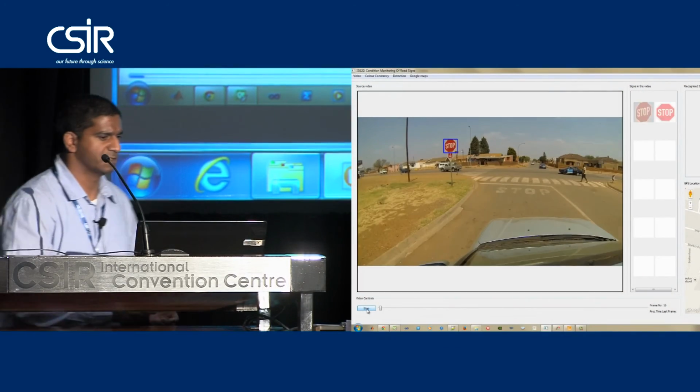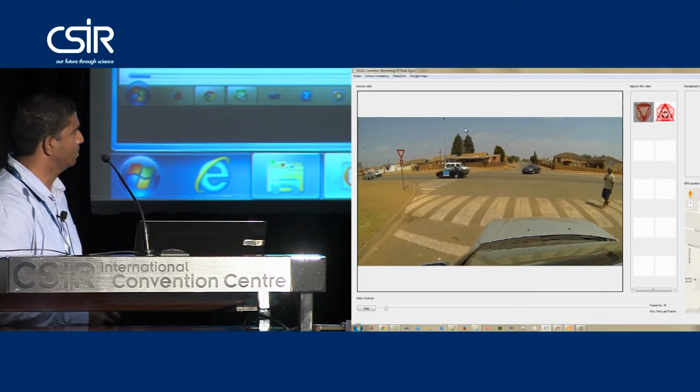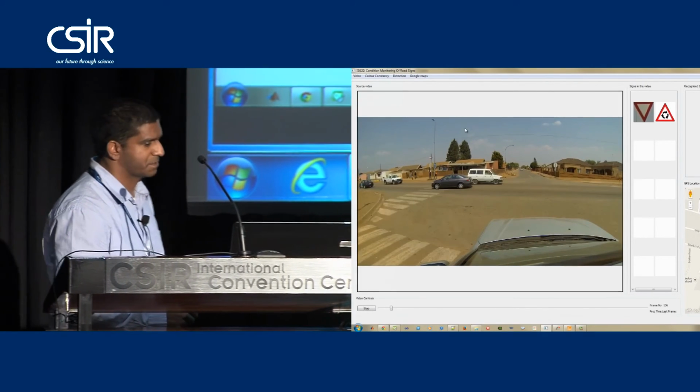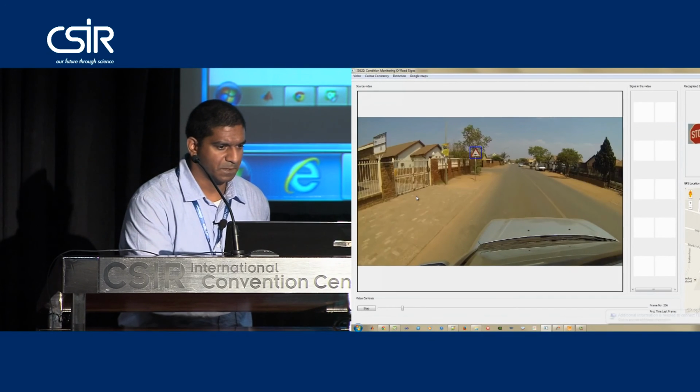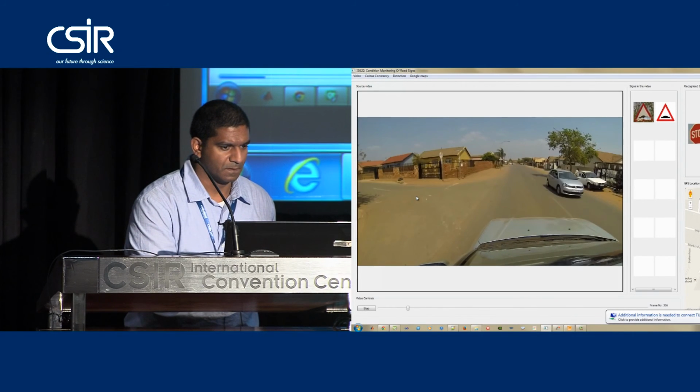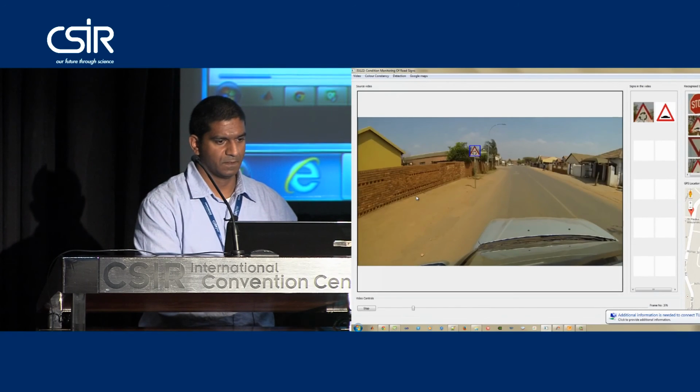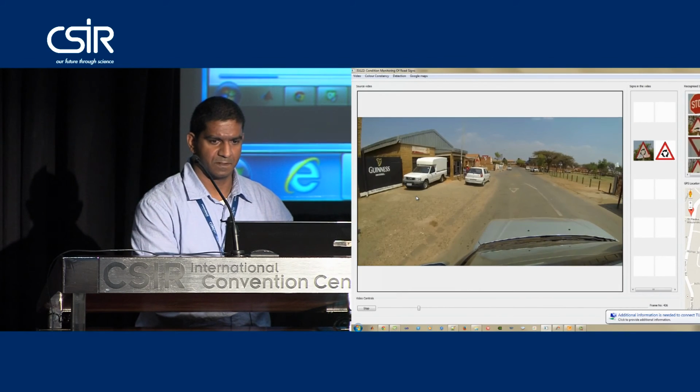This one is for road signs, so there'll be a blue square around each of the detections whenever it happens. Let's just watch maybe a few more. Yeah, so that's the road sign detection algorithm running.